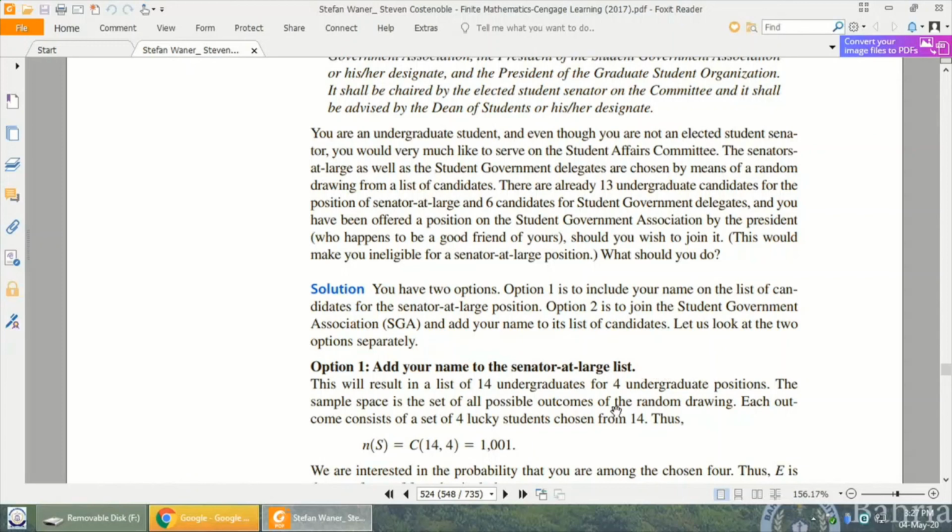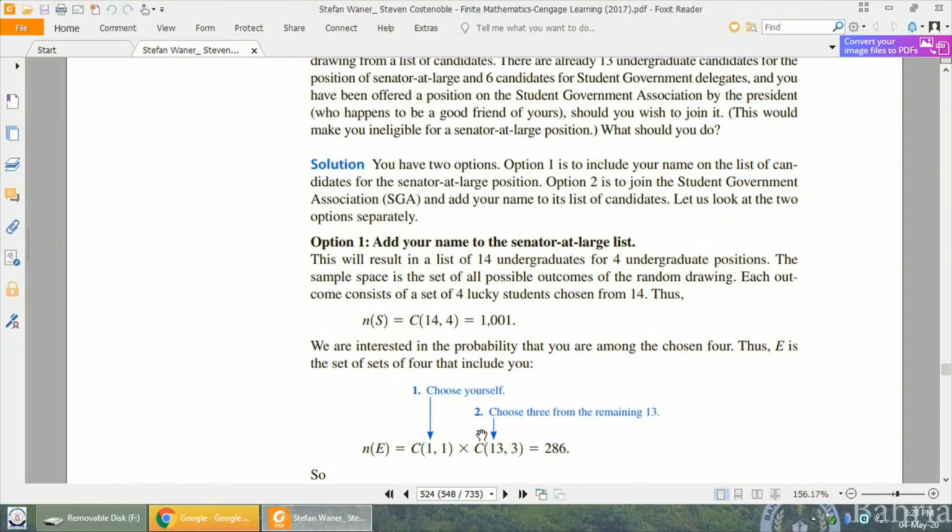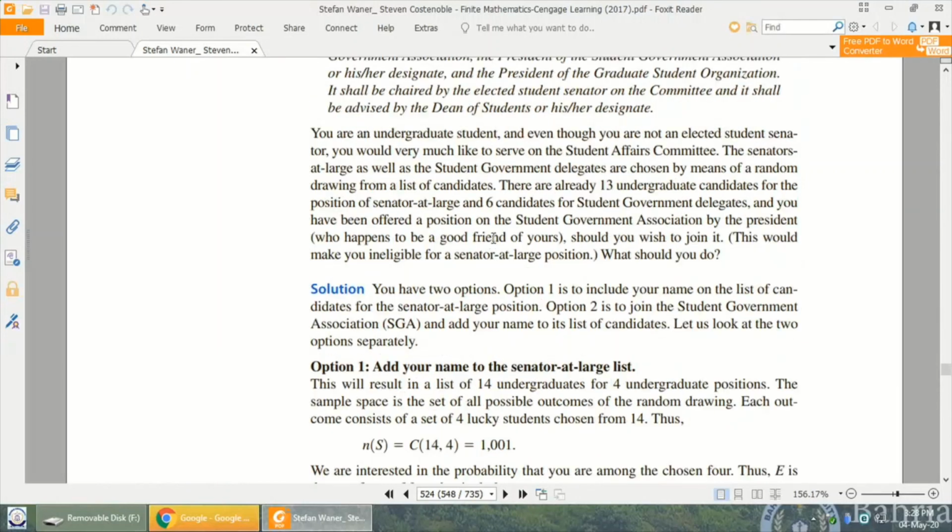So in this case you have 14C4 as a total sample space. So first of all, like I told you, you have to subtract yourself from the position in which you are considering yourself. So you have 13 graduates and 3 are the choosings. Similarly, you choose yourself, so there will be a combination of 1C1 in this case, right? So this is the first option for you because you have been given the option either you choose yourself from the 13 remaining, because this was the first condition that there are 13 candidates at large for the position of senator and 6 for the student government delegates.